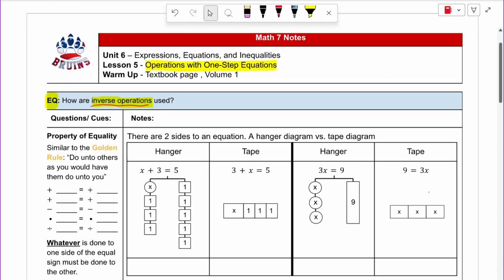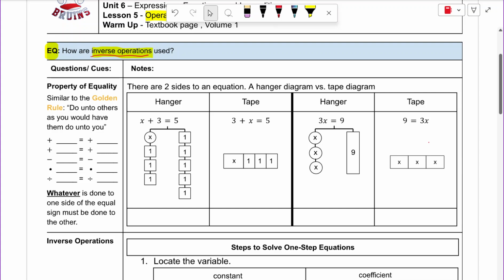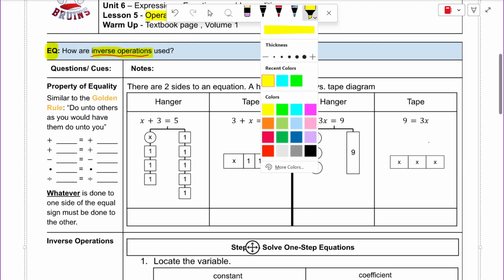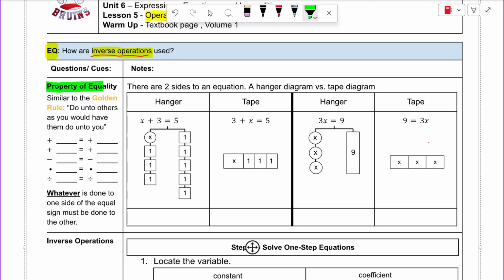At the top, the very first thing we're going to encounter is right over here on the left, and that is the property of equality. Now, it is a property in math, so you can trust it, and it does have the word equal in it. So what does it mean? It's similar to the golden rule. Do unto others as you would have them do unto you. You may have heard that before.